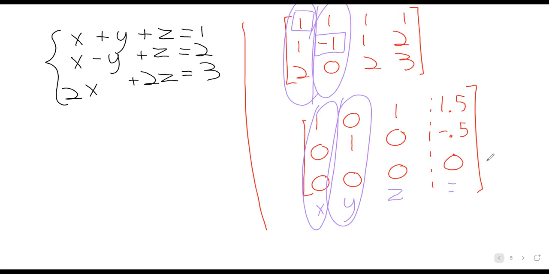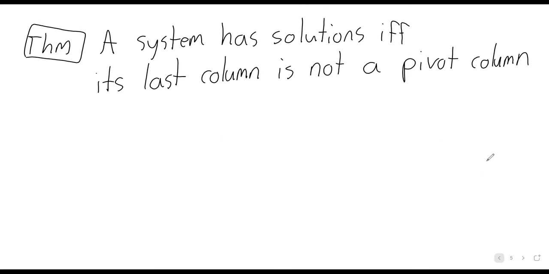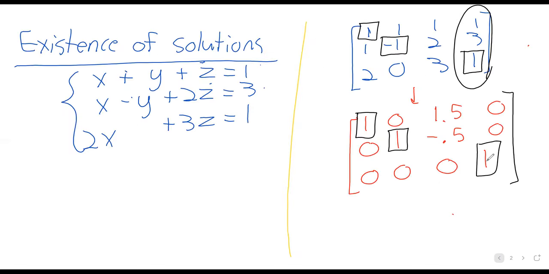So going back to the system that I said has infinitely many solutions, this z variable is a free variable. The x and the y are basic. It's important to first ask yourself whether there are any solutions. Going back to this example, z is a free variable here. That last column is not a pivot column.